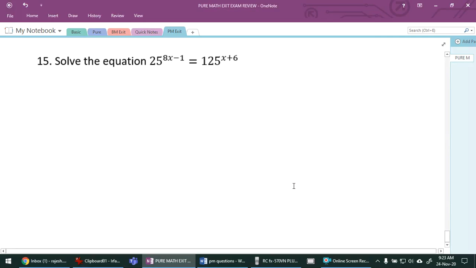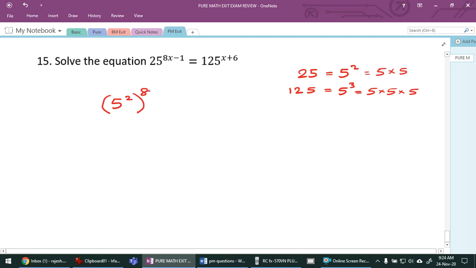Question number 15. Solve the equation 25 power 8x minus 1 equal to 125 power x plus 6. We know that 25 is 5 power 2 and 125 is 5 power 3. So we will write 25 as 5 power 2, power 8x minus 1, equal to 125, which we write as 5 power 3, then power x plus 6.